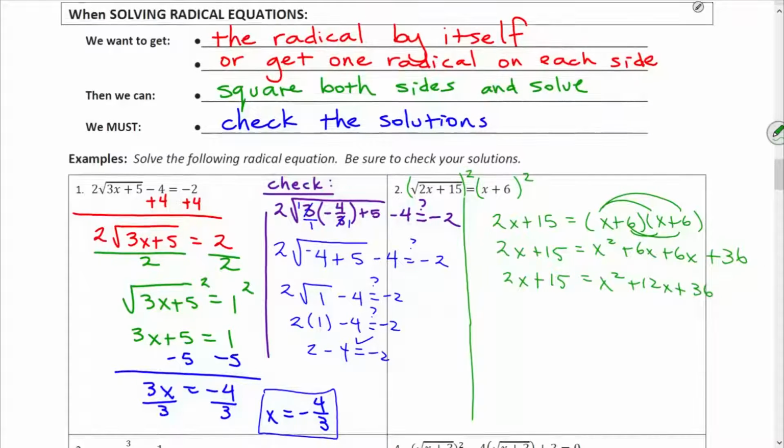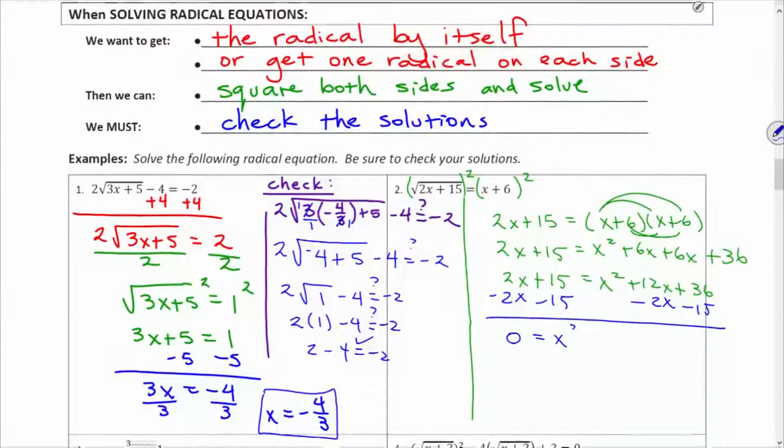Okay, so the next step in solving for x, this is now a quadratic equation where I have x squared and x terms, and so I'm going to get one side equal to 0, and I like my leading coefficient to be positive. So I'm going to move the 2x and the plus 15 to the right side of the equation by subtracting 2x from both sides, combining like terms, and subtracting 15 from both sides, and I get 0 is equal to x squared plus 10x plus 21.